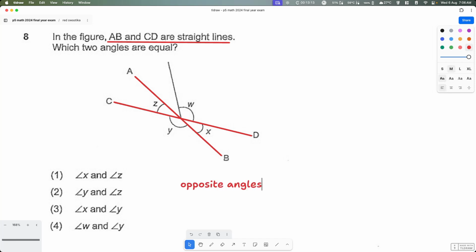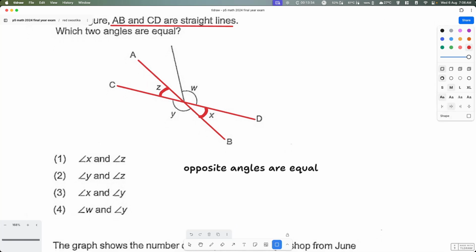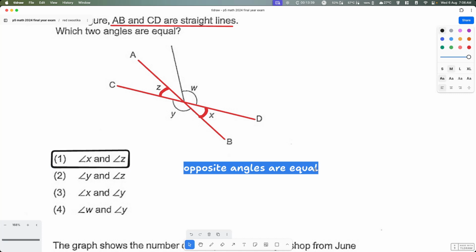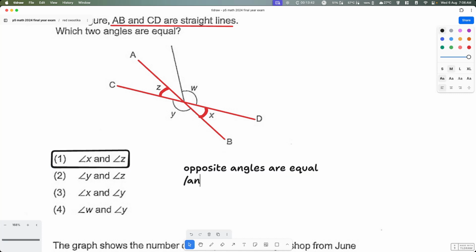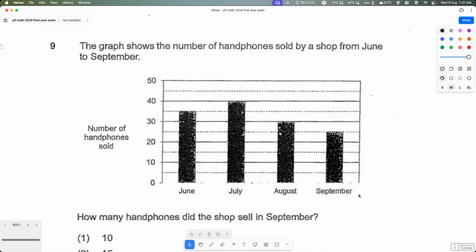Opposite angles are equal or the same. So which means Z and X over here, right? I'm going to make this red. So Z over here and X are the same. So let's look for Z and X. There you go. So the answer to this question is 1. Okay, so that means angle Z is equal to angle X. All right. Okay, so let's go to question number 9.